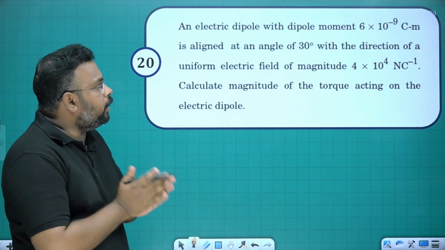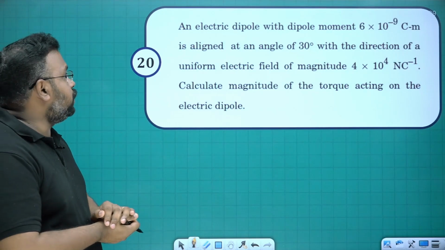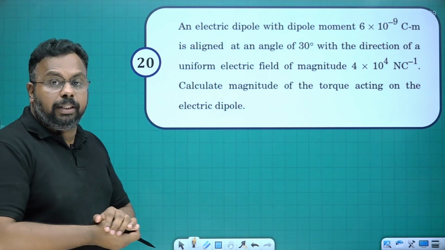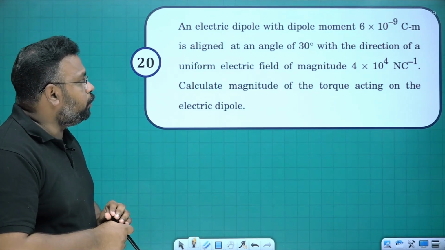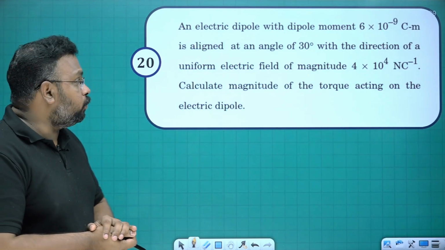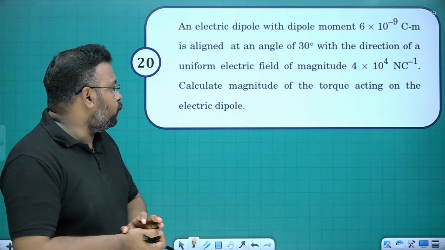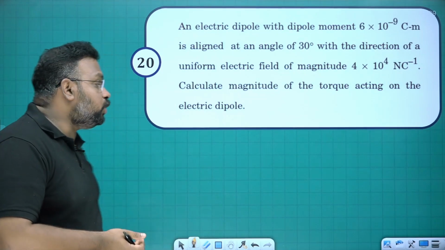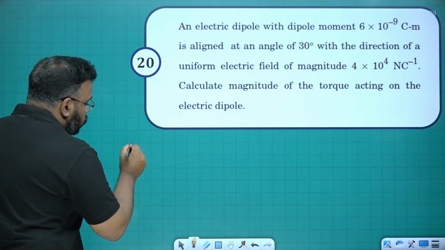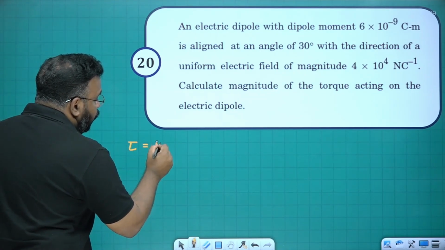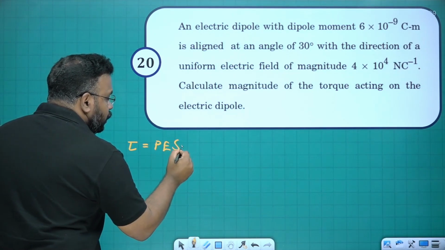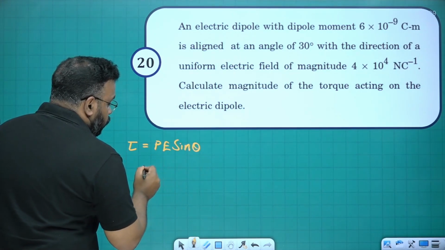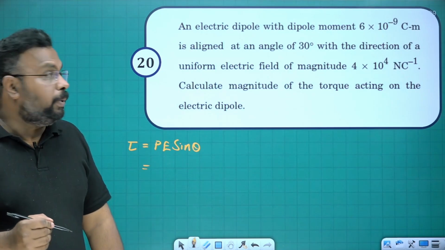Next, question number 20. An electric dipole with dipole moment 6 into 10 power minus 9 coulomb meter is aligned at an angle of 30 degree with the direction of a uniform electric field of magnitude 4 into 10 power 4. Calculate the magnitude of the torque acting on the electric dipole. This is again a simple question. Torque is equal to, you know the formula, it is pE sin theta. Torque on an electric dipole equation is pE sin theta.